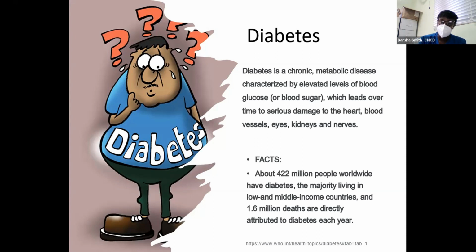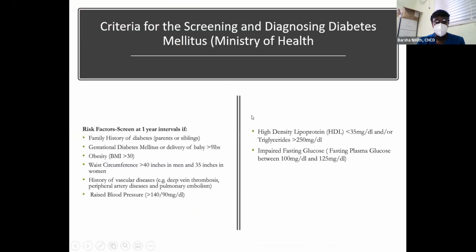And remember, we talked about the risk factors earlier. The environmental risk factors that persons who are poor or low socioeconomic income tend to have more of these CNCDs. But we also see that 1.6 million deaths are directly attributed to diabetes each year. And recently I read that in Jamaica, most of the deaths that were COVID related, these persons had diabetes. So, and we know also here that a lot of the persons who were dying as it related to COVID was because of the CNCDs.